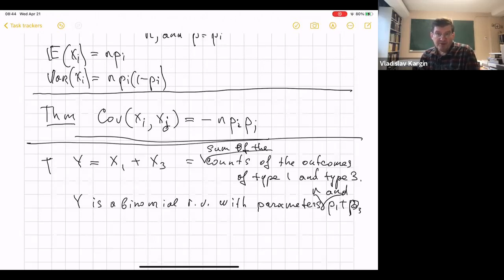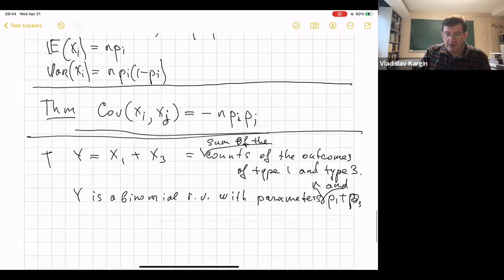So this is the probability that you observe a success in this binomial experiment. It's so clear, right? Okay.